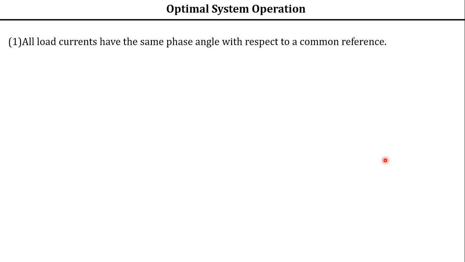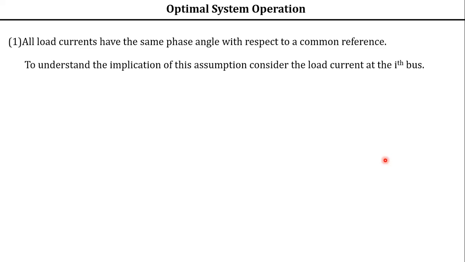The second assumption is the X by R ratio. Any transmission line you take is identified by its X by R ratio. You have studied this in the transmission and distribution subject. So the X by R ratio of all the transmission lines is assumed to be the same. Understood? So this is the second assumption. Before moving on to the second assumption, let us see this first assumption.